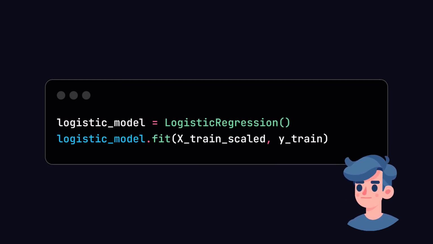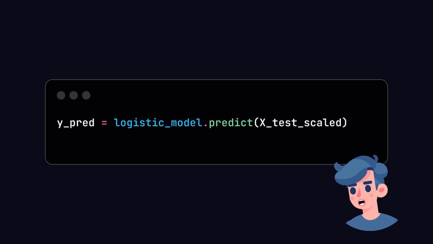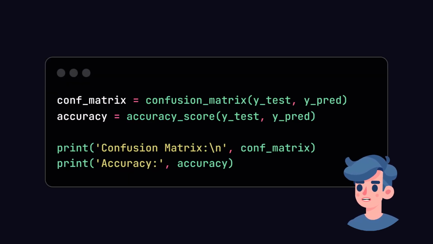It's time to create our logistic regression model. We'll instantiate the logistic regression class and fit it to our training data. Next, we want to use our trained model to make predictions on our test dataset. With our predictions ready, let's evaluate the performance of the model. We'll calculate the confusion matrix and display the accuracy score.